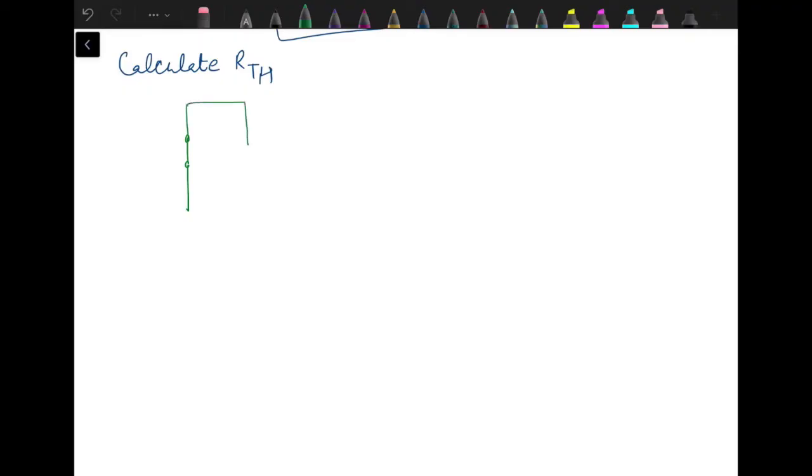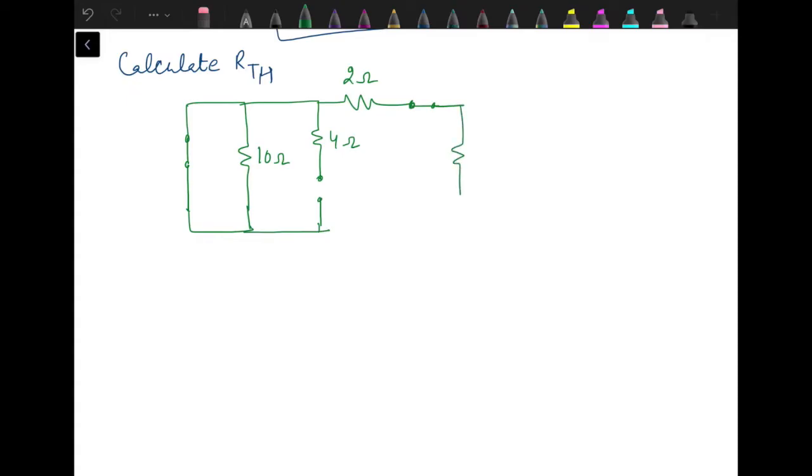10 volt short circuit, then we have 10 ohm resistance, 4 ohm resistance, current source replaced by open circuit, 2 ohm, 12 volt replaced by short circuit, 5 ohm, again 8 volt replaced by short circuit, 2 ohm, the 6 volt source replaced by short circuit, and we need to calculate equivalent resistance seen from these terminals.